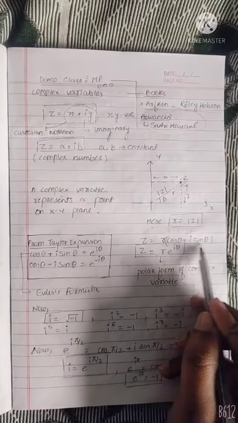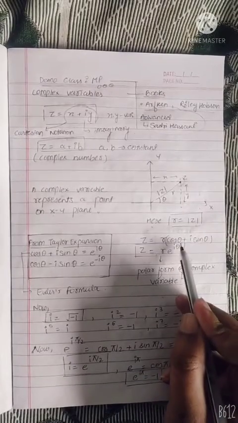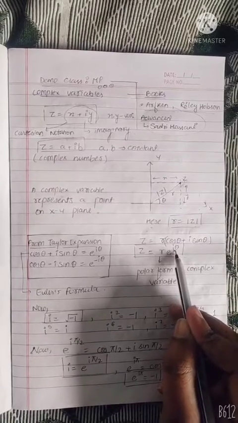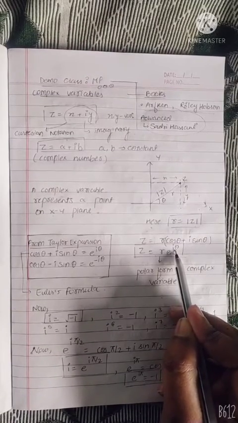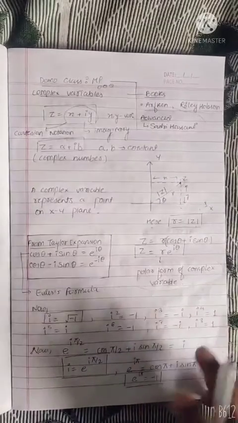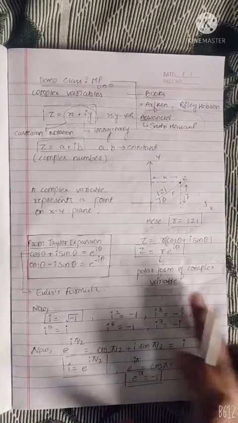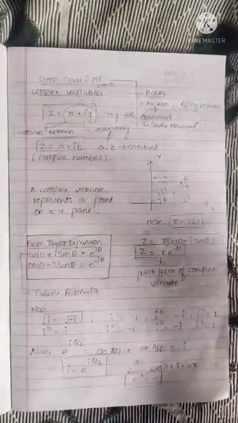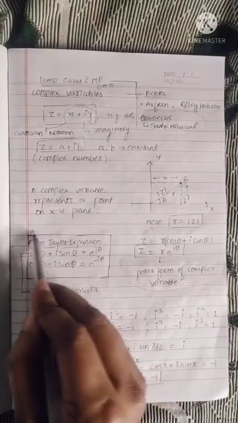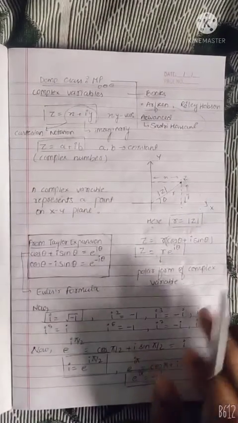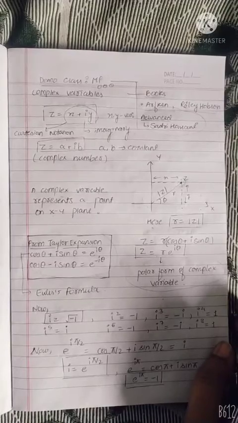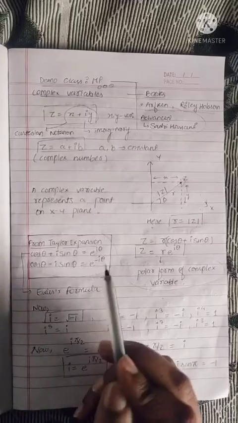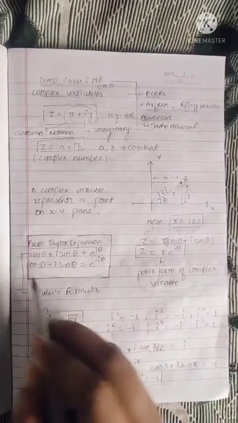In other terms, cos theta plus i sin theta can be written as e raised to power iota theta. This is the polar form of a complex variable. Now, how did this polar form come? You must have heard of the Taylor expansion. Through Taylor expansion, we get this important outcome which one must remember.